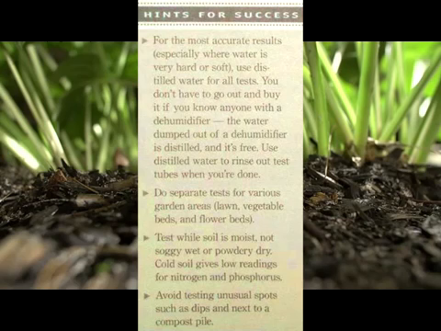Do separate tests for various garden areas: the lawn, the vegetable beds, and the flower beds. Test while soil is moist, not soggy, wet, or powdery dry. Cold soil will give low readings for nitrogen and phosphorus. Avoid testing unusual spots such as dips or next to a compost pile.